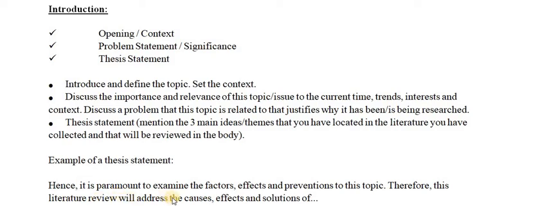Therefore, this literature review will address the causes, effects, and solution of the problem, stating the topic that you're searching about. So as you can see, we have mentioned up to three main ideas or themes, that you will locate in your literature and review in the body. So we are stating these three main ideas, which are the factors or the causes, effects, and preventions or solution to this problem and this specific topic.